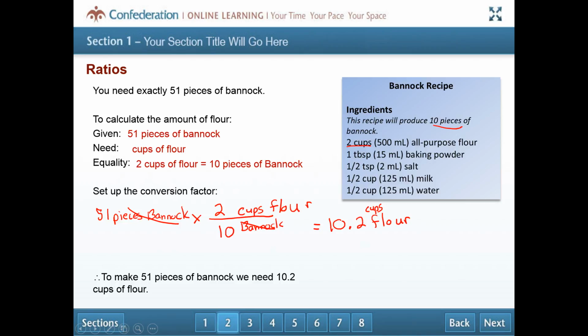Just like we were doing with donuts before, this is a real life example, and you're going to use the exact same steps for doing some chemistry problems.